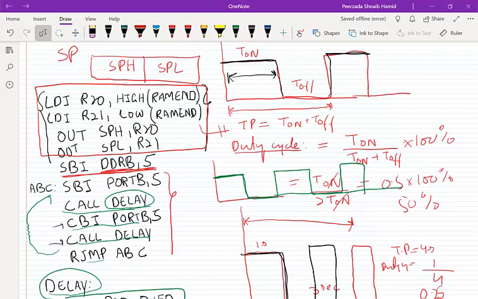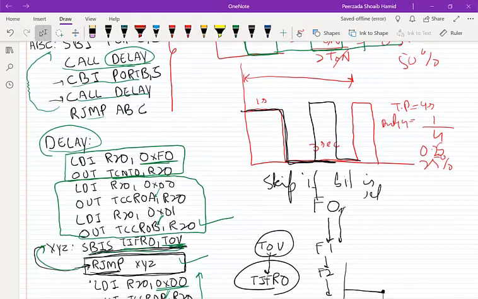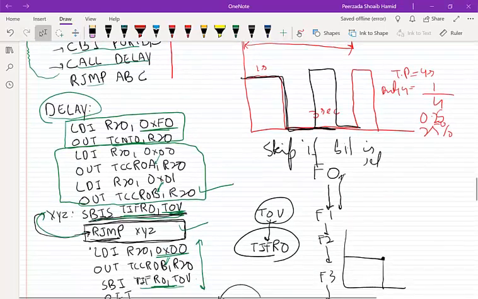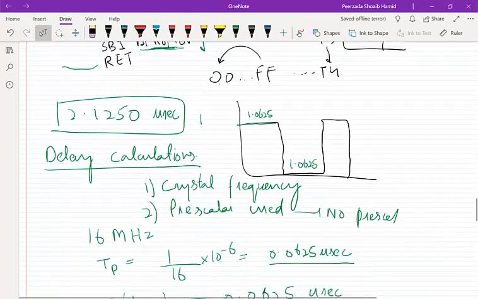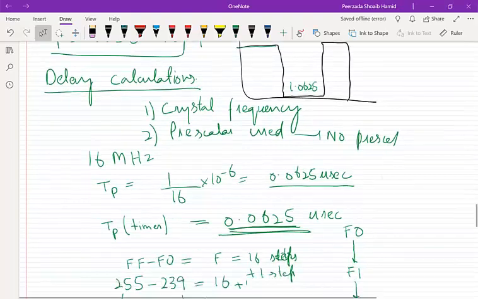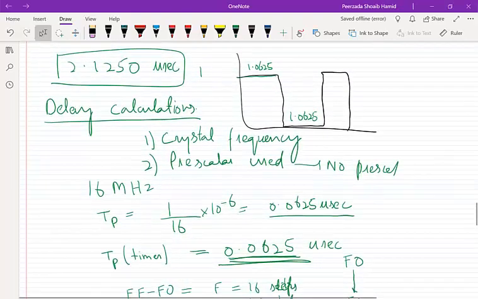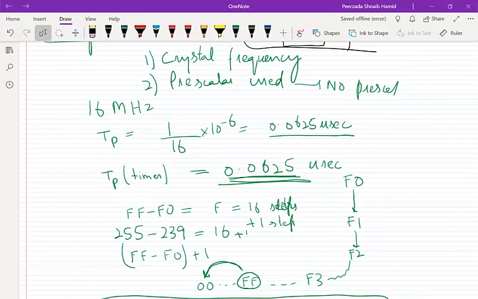and to generate the time delay between turning the square wave on and off on pin 5, we had to insert delays, and that delay was created using timer 0. Then we calculated the delay amount. We know that the delay amount depends upon the crystal frequency and the prescaler used. We had not used any prescaler, so we calculated the delay amount. That also depends on the value we initially load in the counter register.